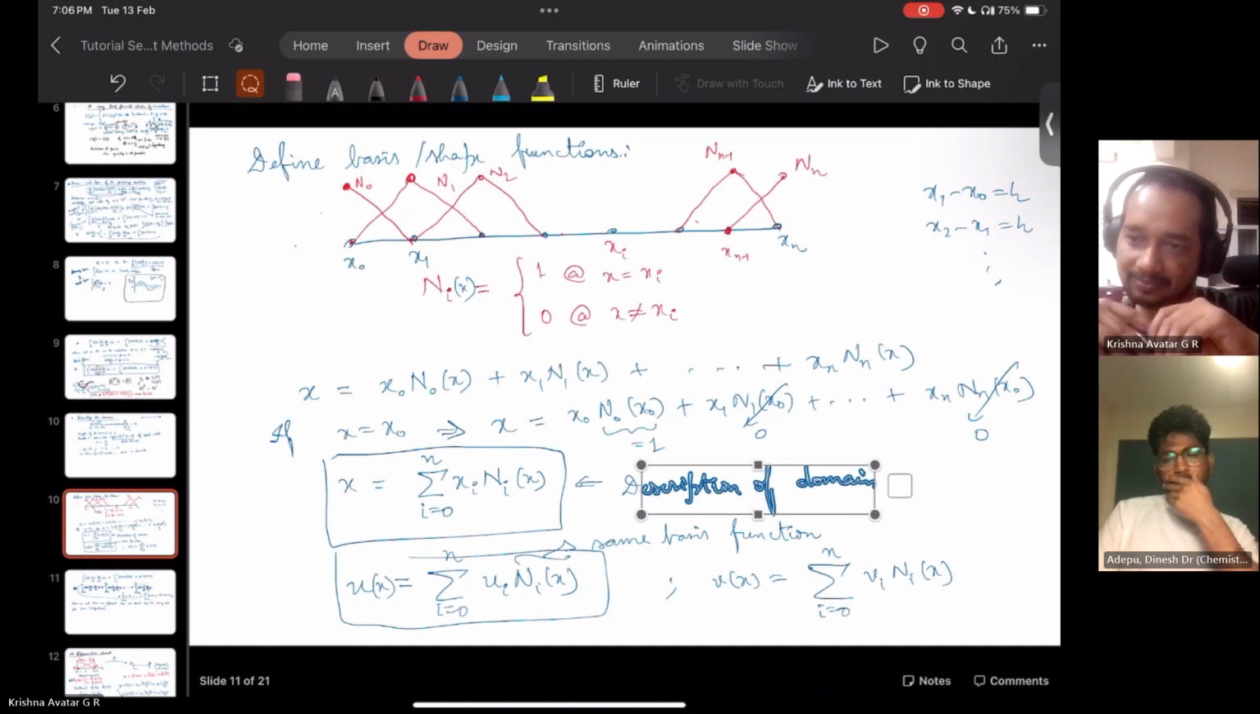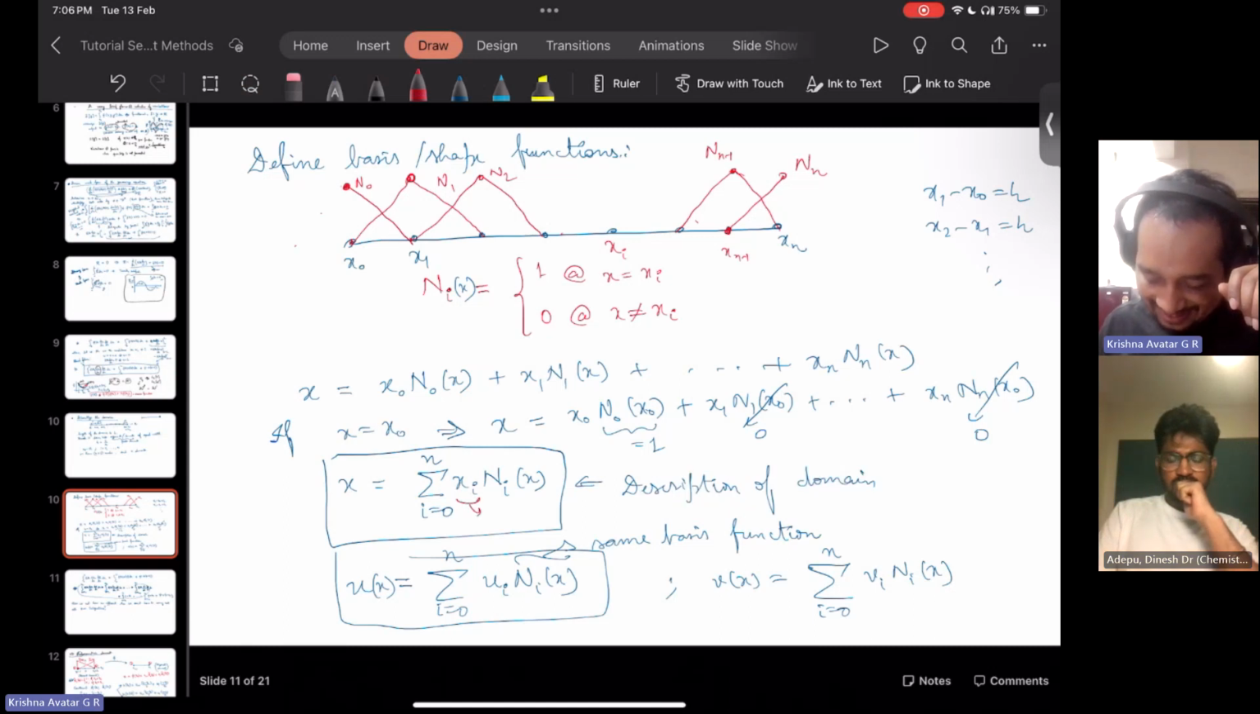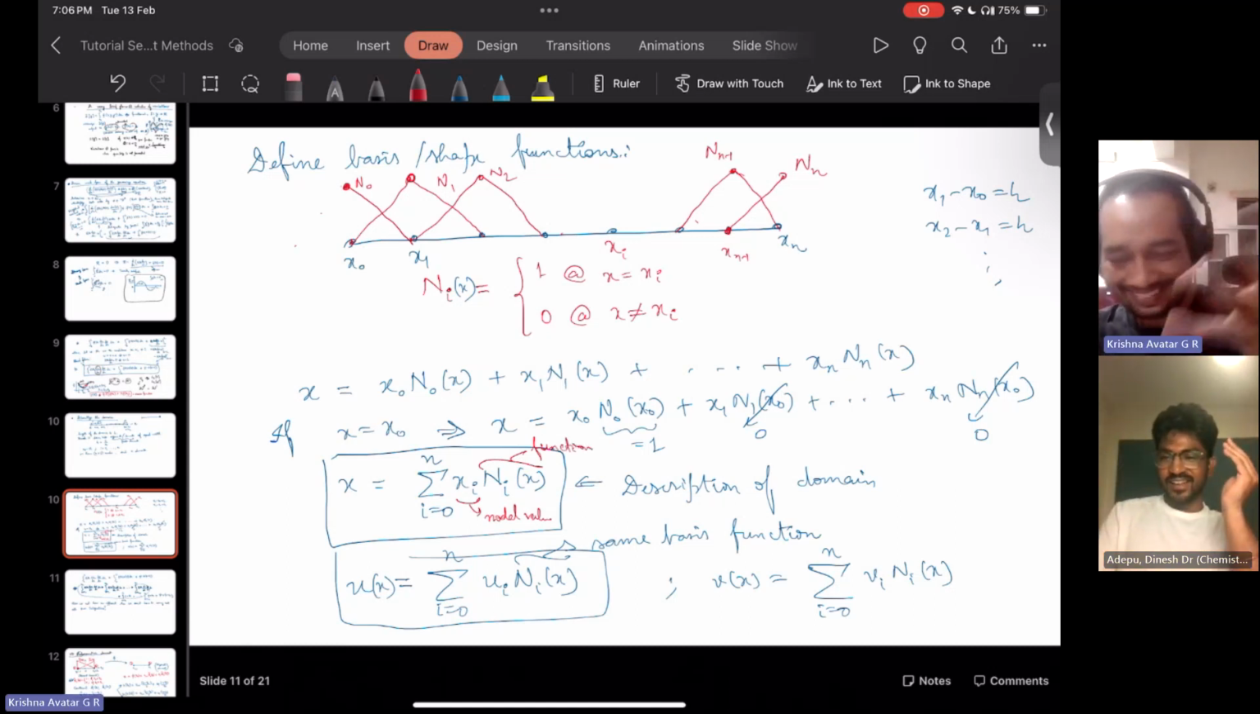So x is equal to the sum of x_i times N_i of x. You have x on the left and x on the right. These x_i are the nodal values, and N_i is also a function of x. So you have x equal to x. It is like something that will go on, but we'll use it, and we'll see where it's used.